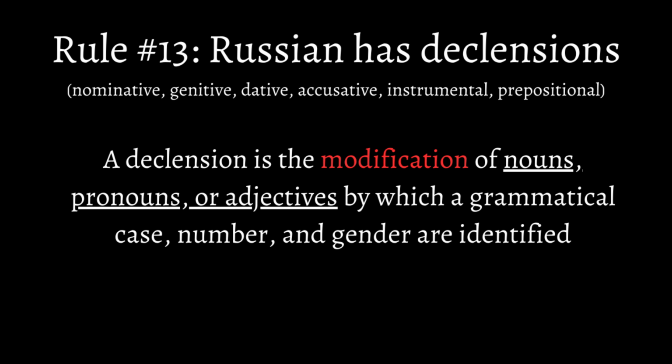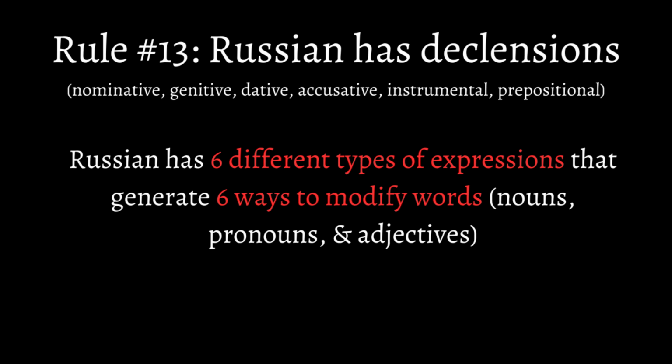The second to last thing to know about Russian is that it has what's called declensions. A declension, by definition, is the modification of nouns, pronouns, or adjectives by which a grammatical case, number, and gender are identified. In Russian, there are 6 cases that are very important to understand because using these cases, it is possible to speak Russian correctly. Now, I personally wouldn't call these declensions cases, but rather 6 different types of expressions that generate 6 ways to modify nouns, pronouns, and adjectives. Simply put, Russian has 6 different types of expressions, with each expression generating a different way to modify a word.